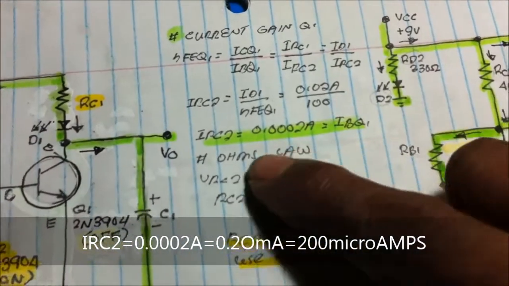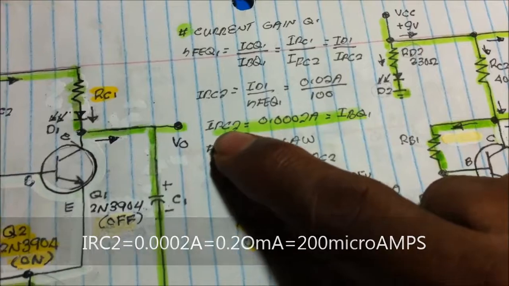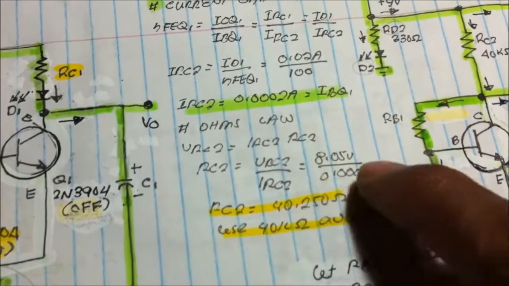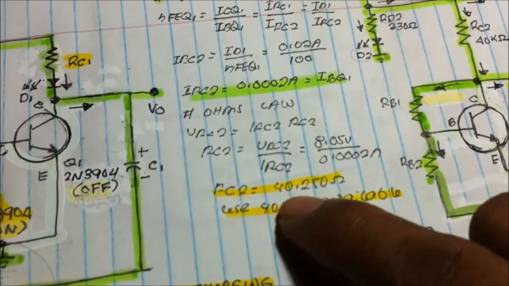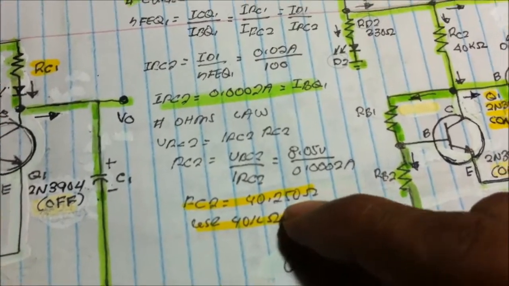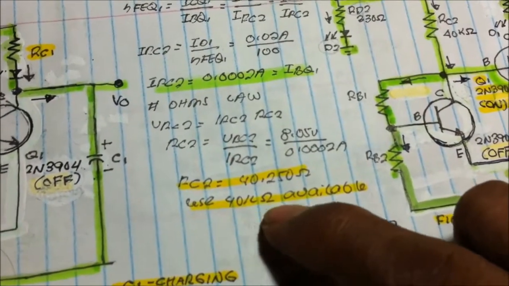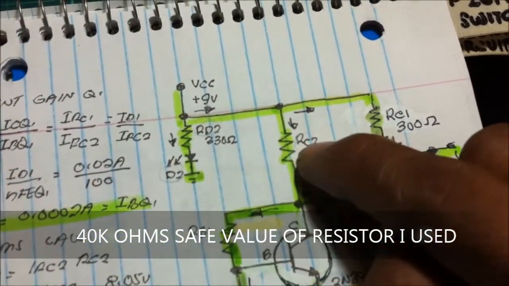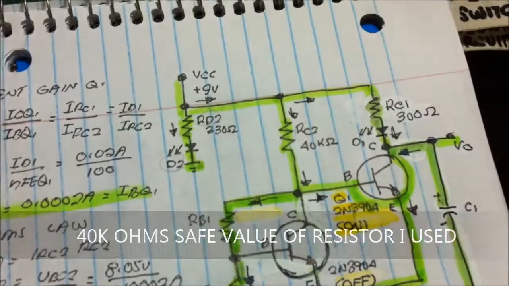Since we know the current at RC2 and the voltage drop at RC2, using Ohm's law substitution, we get now 40,250 ohms resistor. But I'm using a 40 kilo ohms resistor, my available. So we got now the value of RC2, 40 kilo ohms.